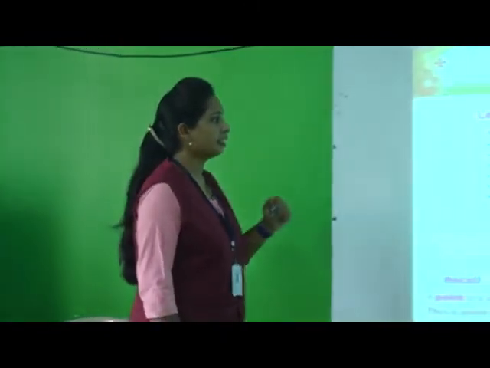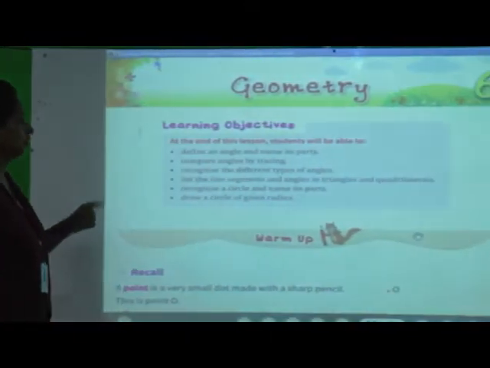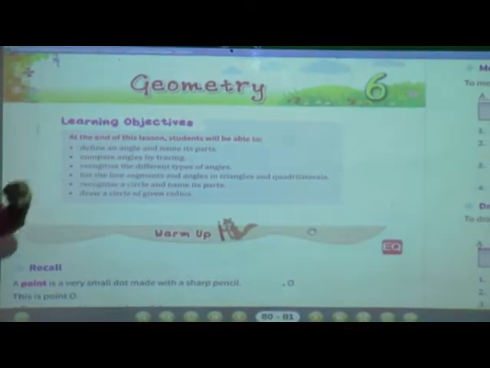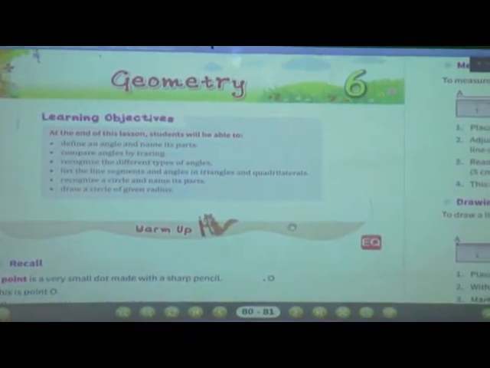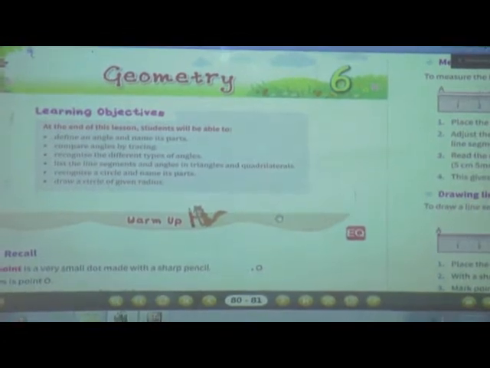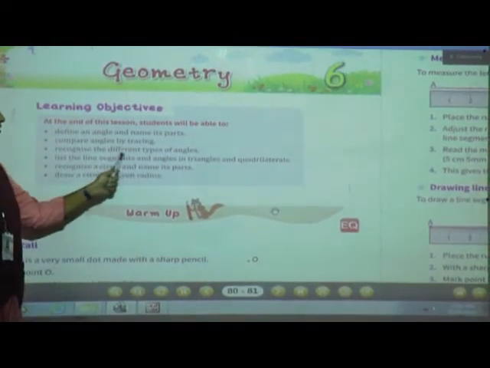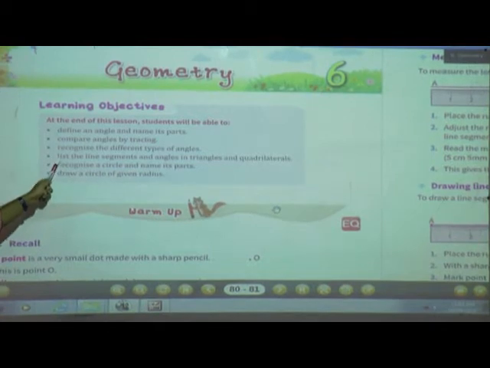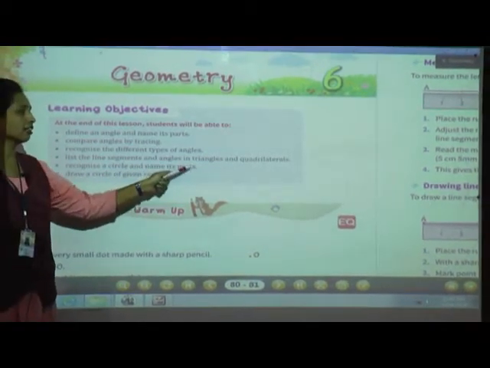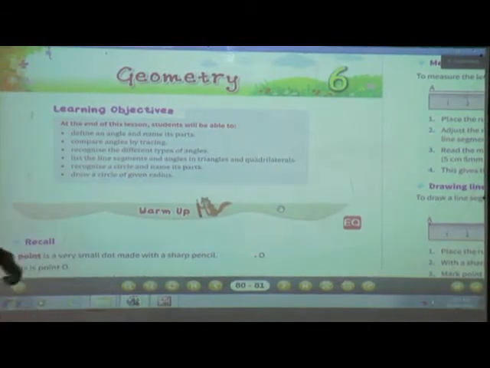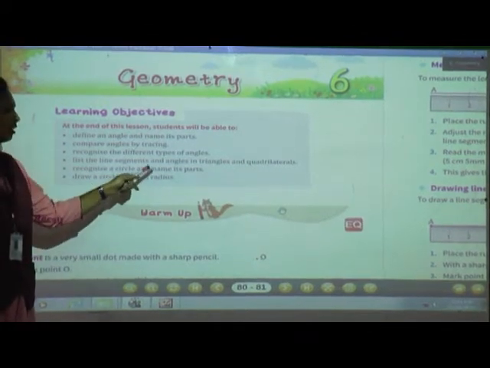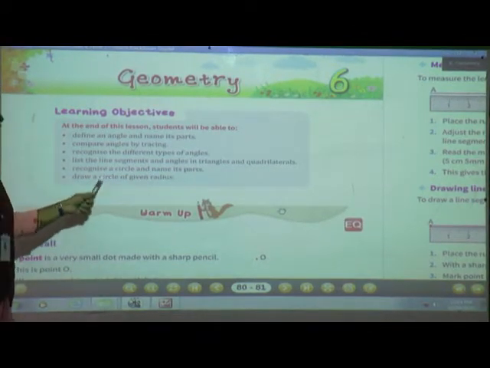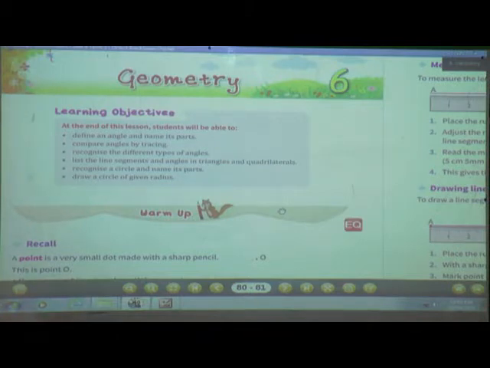Today we are going to start one new chapter, our 6th chapter, that is geometry. In this lesson you are going to learn to define an angle and name its parts, compare the angles by tracing, recognize the different types of angles, list the line segments and angles in triangles and quadrilaterals, recognize a circle and name its parts, and draw a circle of given radius.